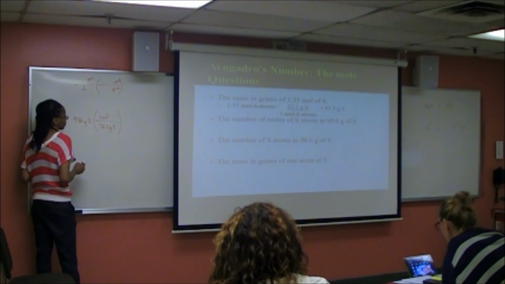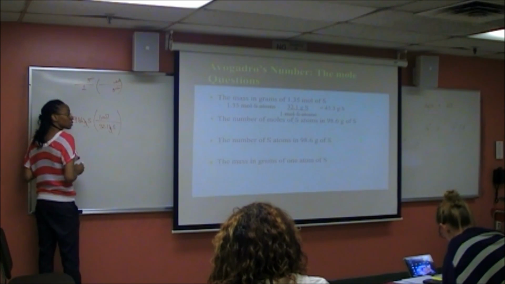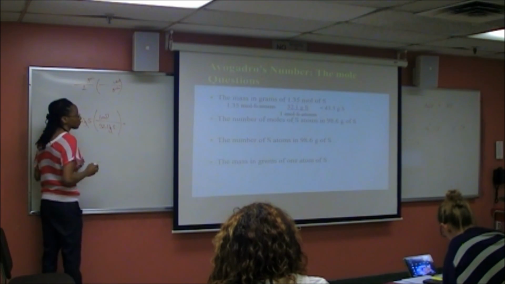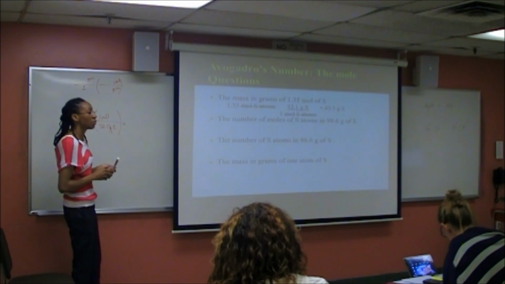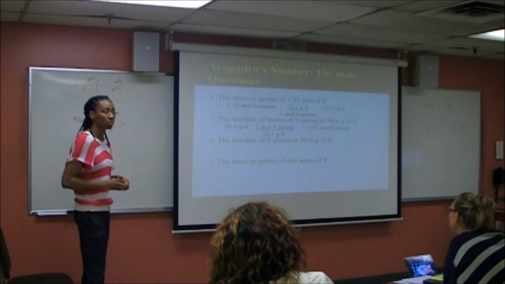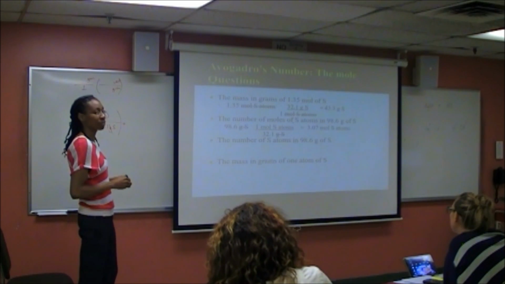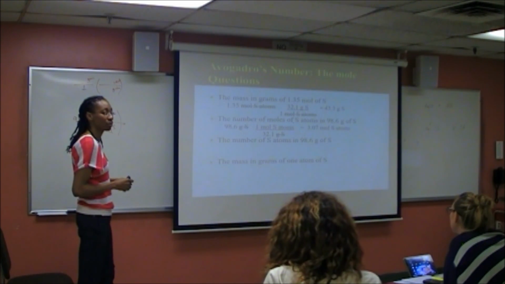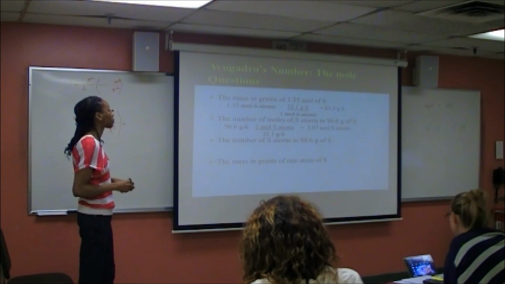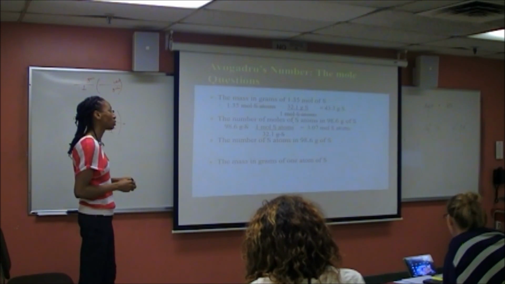What do we do next? Cancel, multiply across, then divide. What do we get? 3.07. You cancel out grams, so there are moles: 3.07 moles of sulfur.